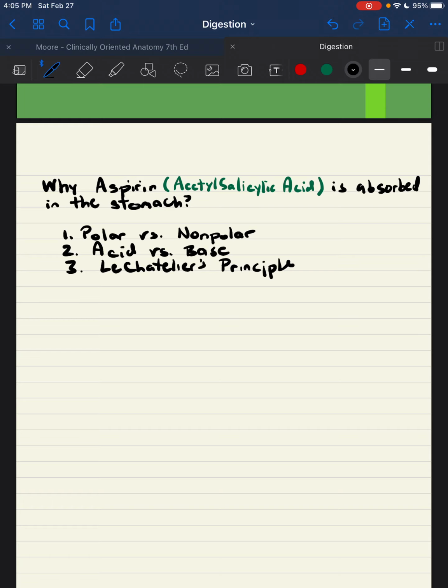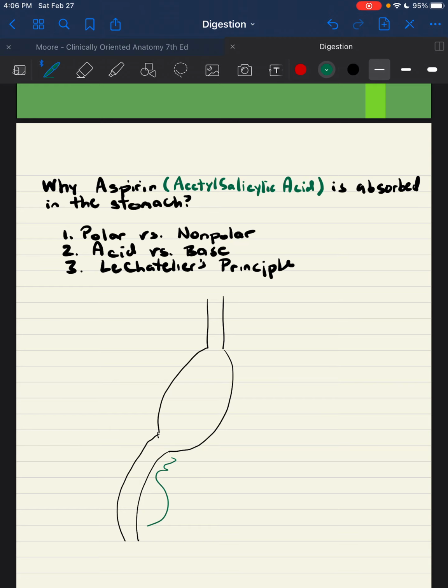So let's think about this. We have our esophagus right over here, and this is our stomach, and this here we're going to call our small intestine, right? And remember, we have our three parts of the small intestine: the duodenum, the jejunum, and the ileum. The top part over here is the esophagus, right? And obviously this here is the stomach.